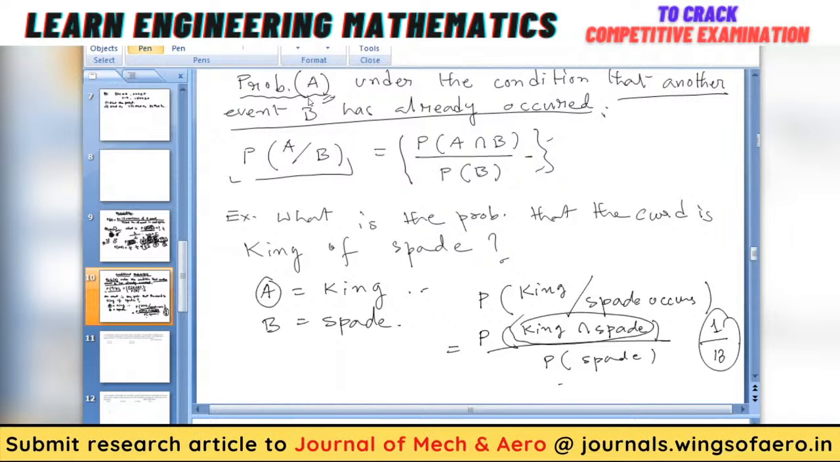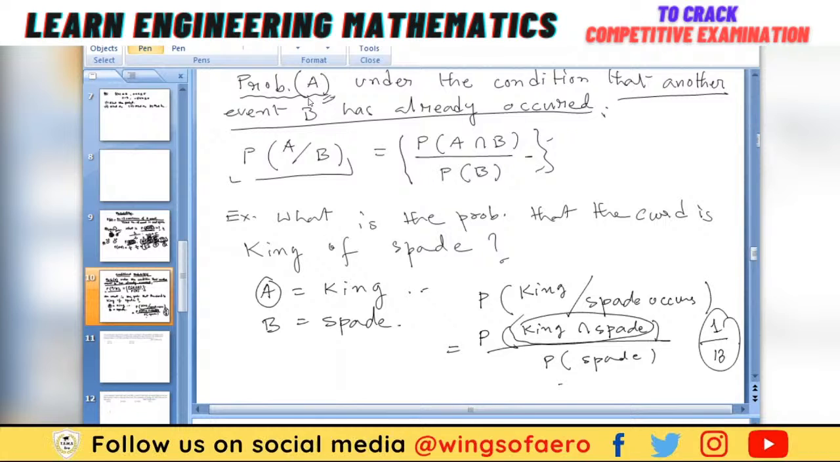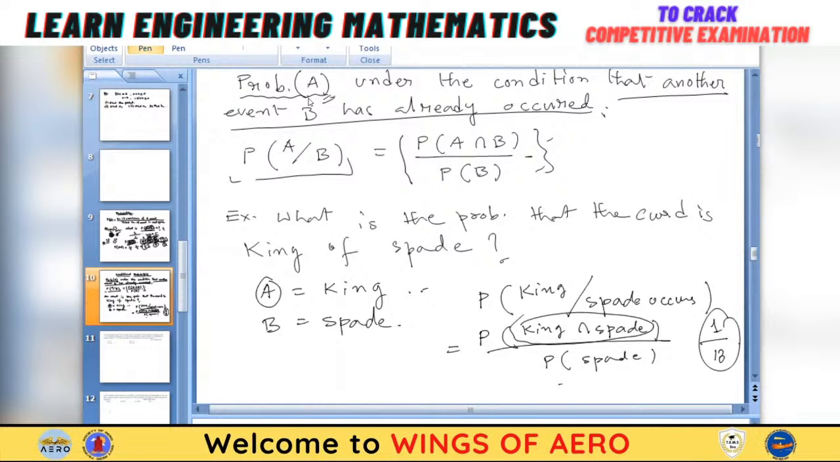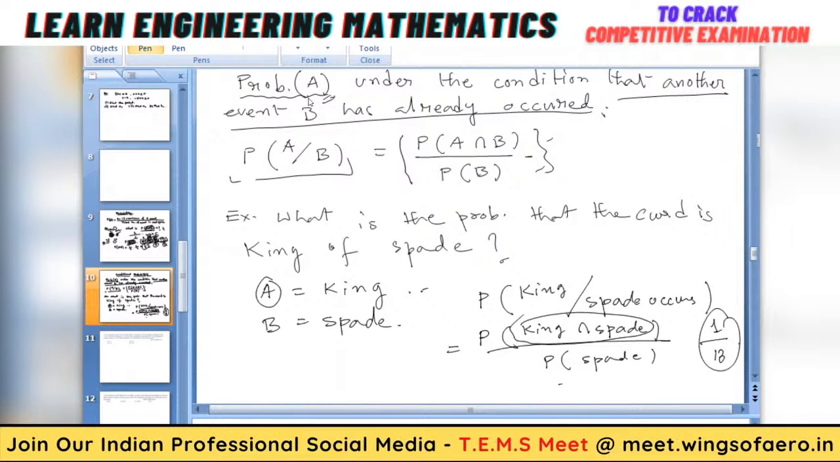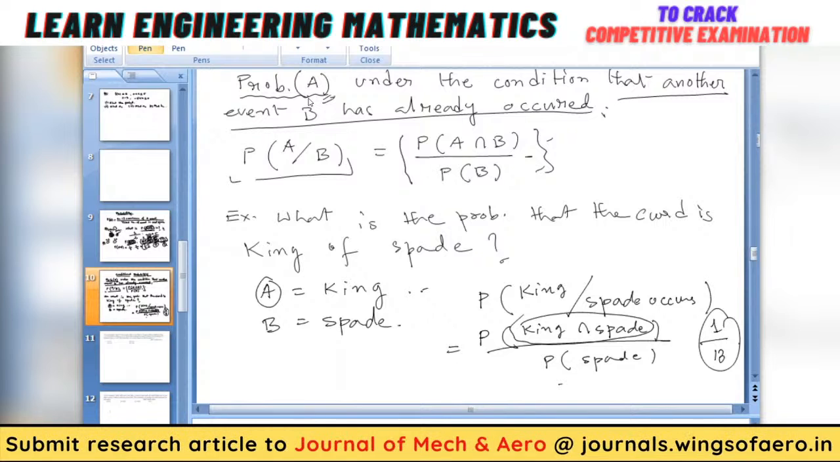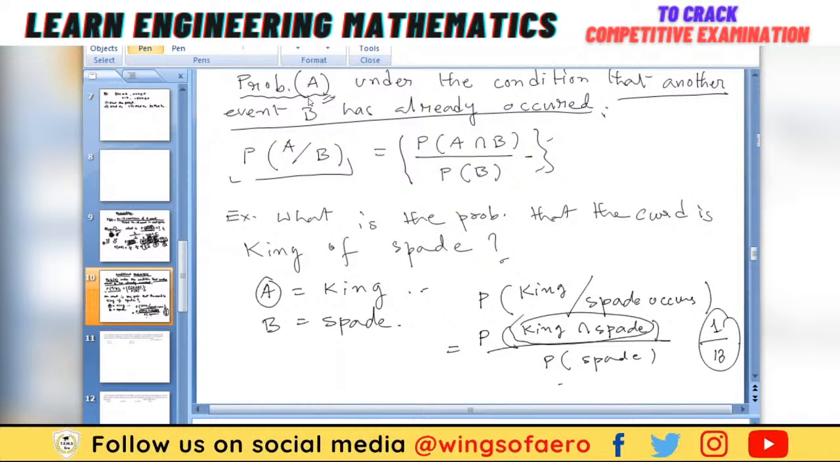So this can be considered a question of conditional probability. Under the condition of spade, we have to find the probability of king. Very simple example. These are the main definitions. You have to remember the original probability definition, from which you can get the answers, and the conditional probability definition. These two definitions are the main definitions in probability.